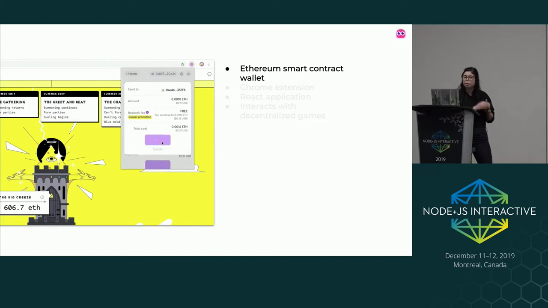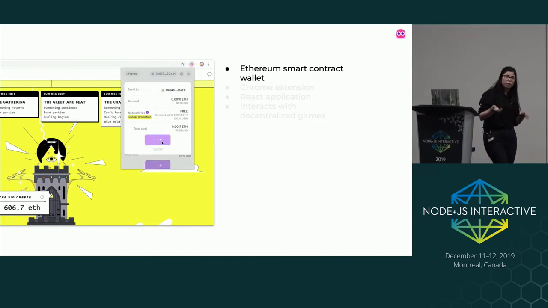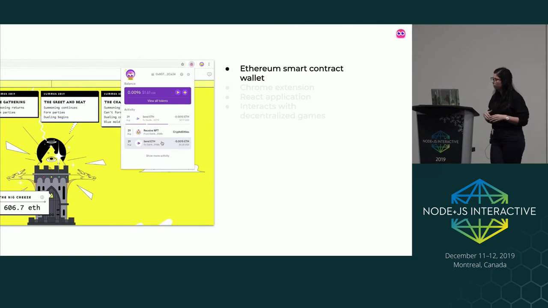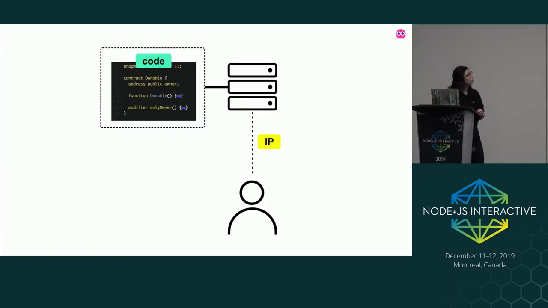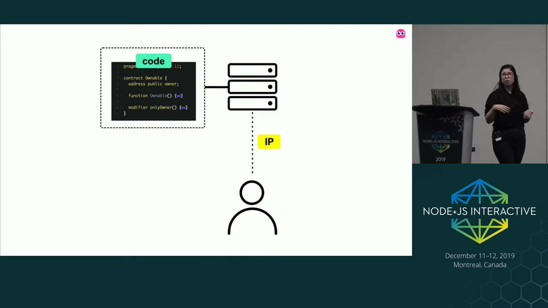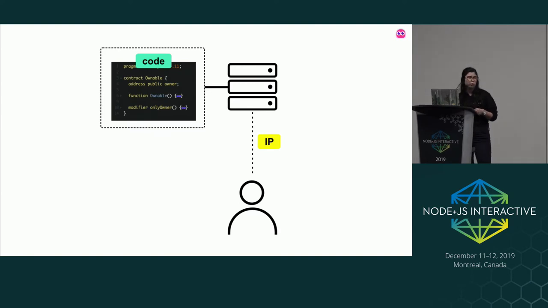The first one, Ethereum smart contract. Ethereum is a blockchain that we chose to build upon. And a smart contract? In a centralized solution, you have this code that you build. You can build it in any language, in JavaScript, in Go, and you deploy the code into one server. And any user can interact with the code using an IP.